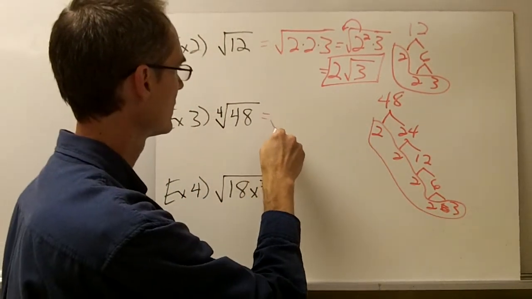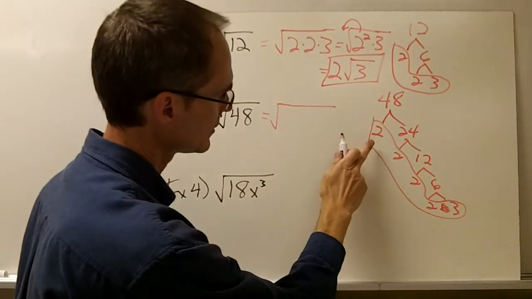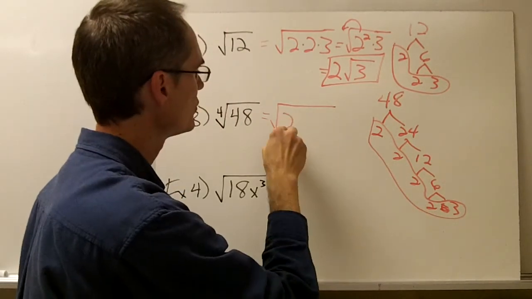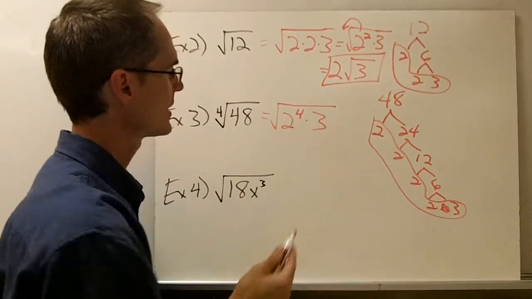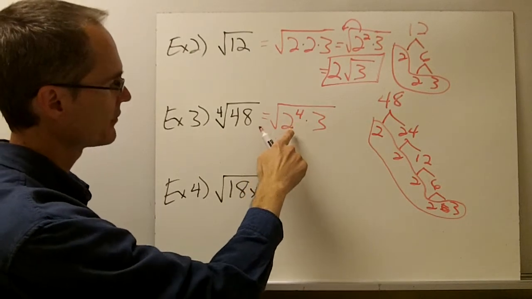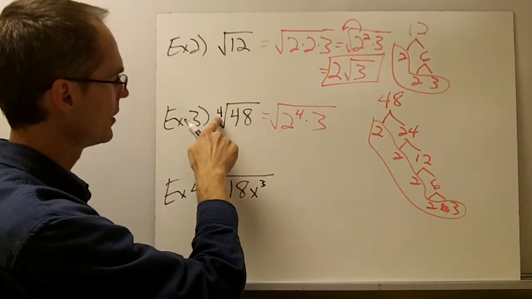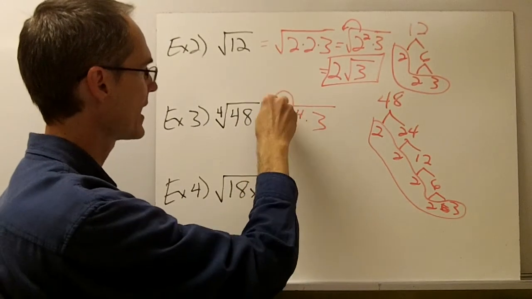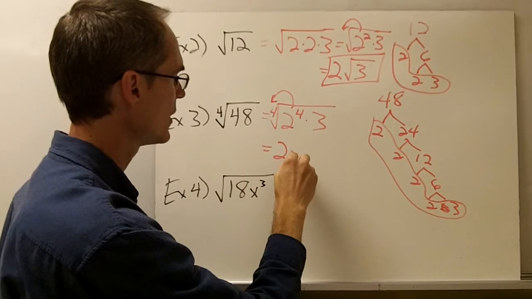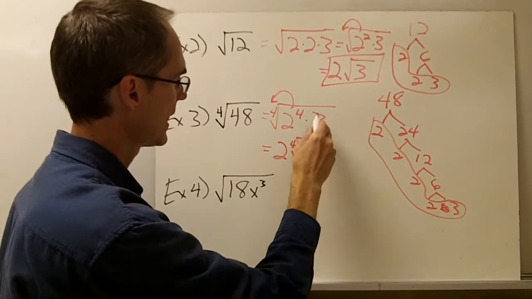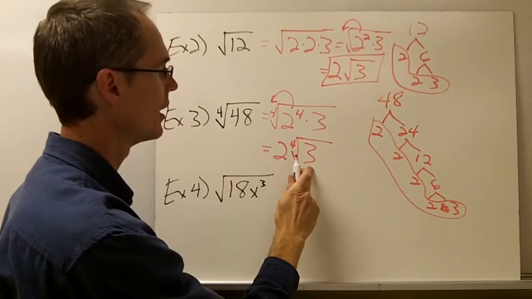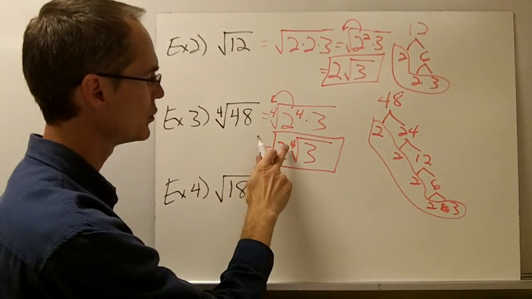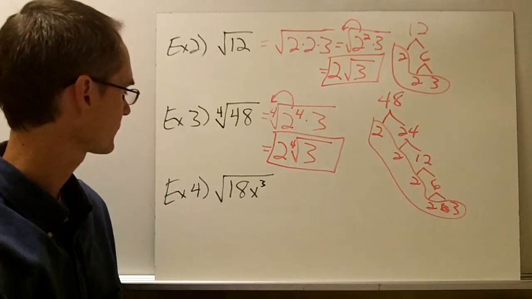So I've got 48 is equal to 2 times 2 times 2 times 2 times 3, or 2 to the 4th power times 3. And again, I see I have a perfect fourth factor here that I can pull out from under the radical sign. So if I pull that out, that becomes just 2 outside the radical. And under the radical, I have the fourth root of 3. So the fourth root of 48 is equal to 2 times the fourth root of 3.